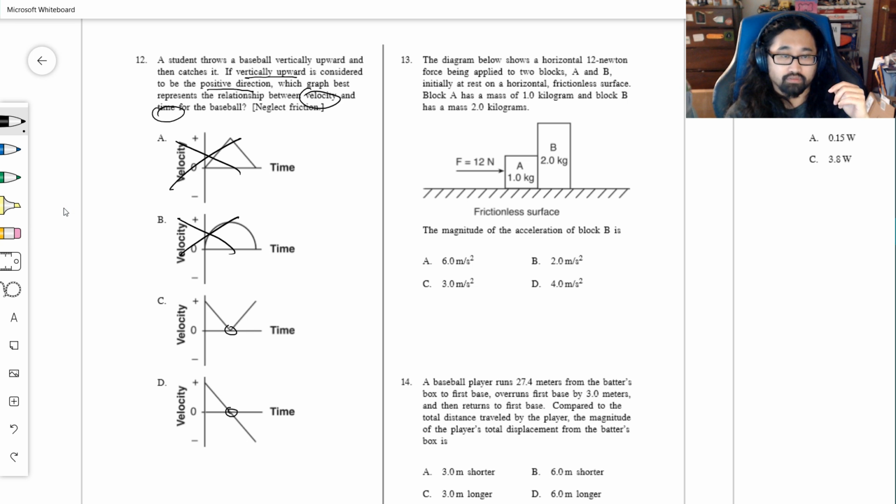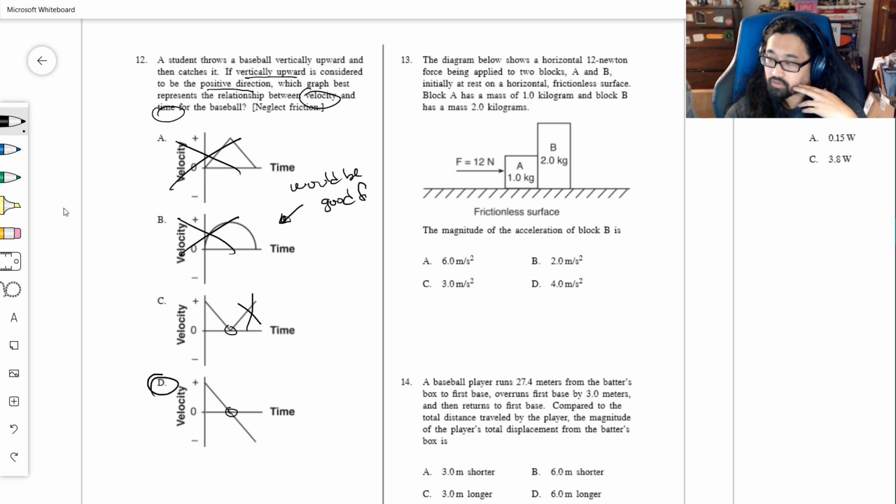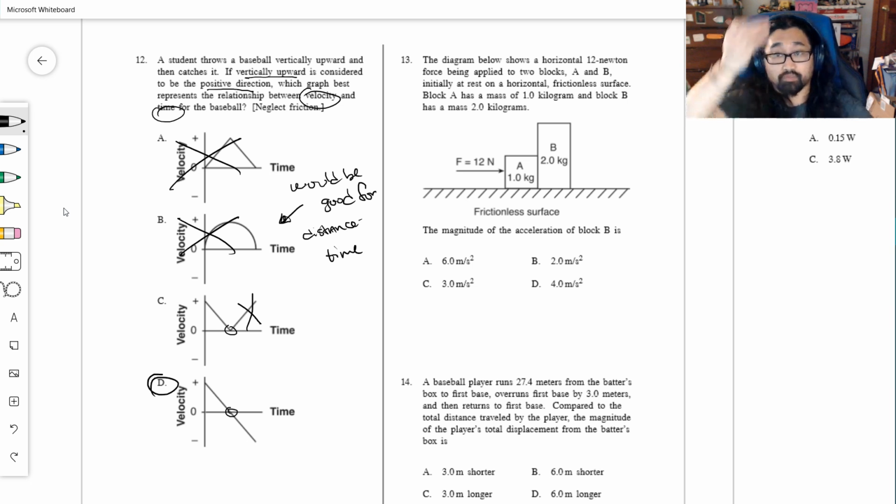After it stops, the reason this student is able to catch it is because it falls back down, which means it can't do this. That would mean it goes back up. So that's this part: C means that it goes up, it stops for a bit, and then it goes up some more. And that's just not what happens when things fall. That's D. This is the velocity-time graph. The parabola would be good for distance versus time because it goes up and it comes down.